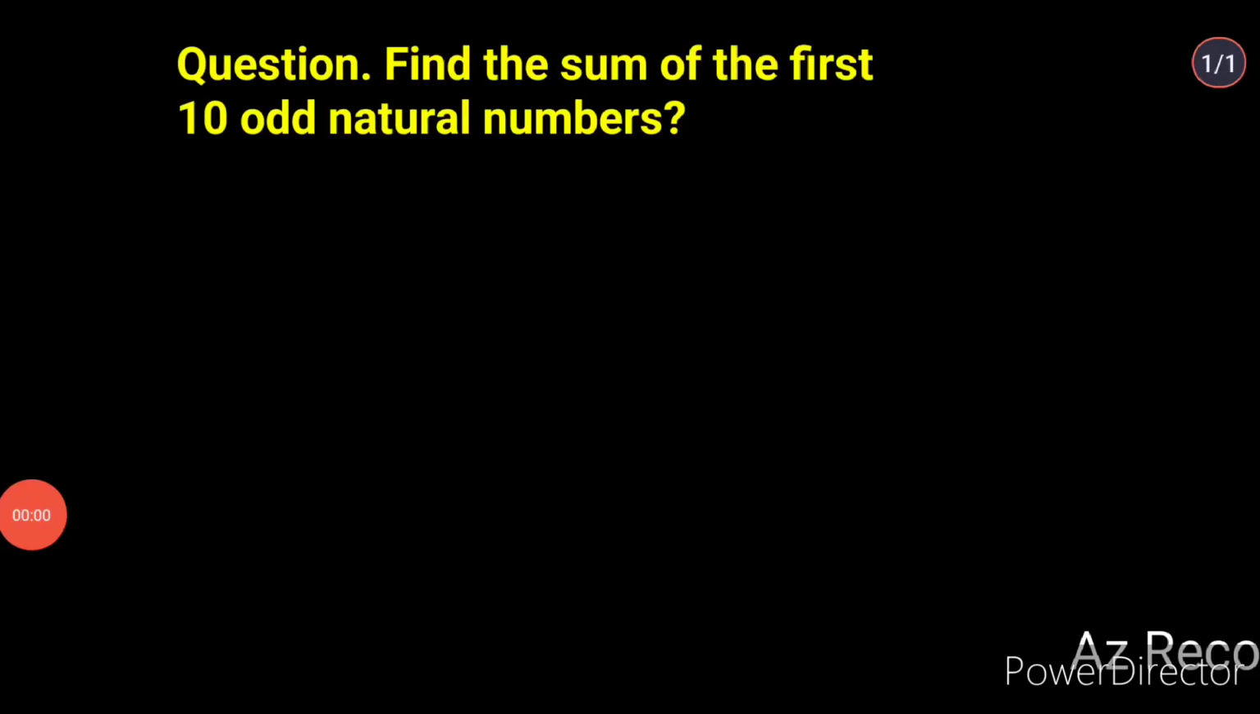Here is your first question. Find the sum of the first 10 odd natural numbers. The question is very clear. You have to find the sum of 10 odd natural numbers from the beginning, from number 1.